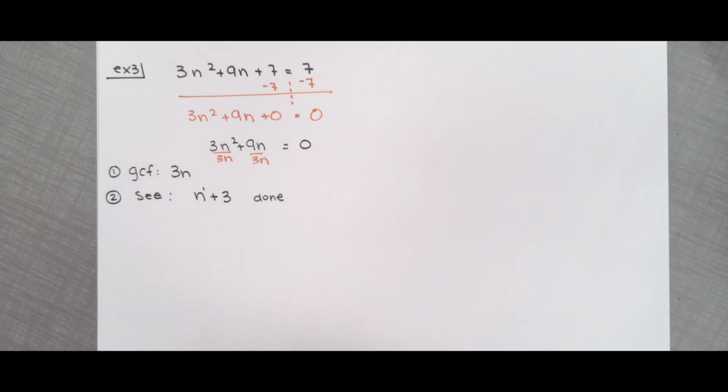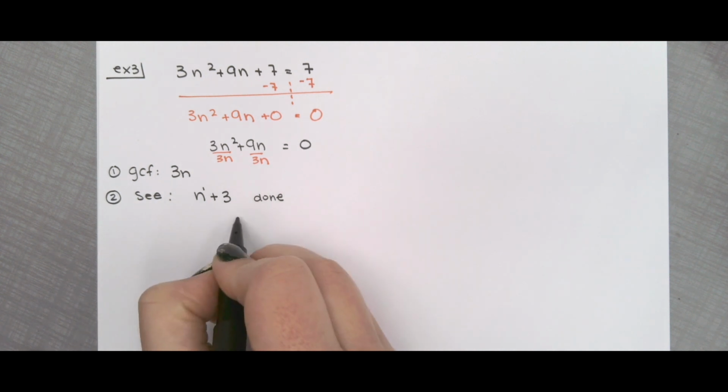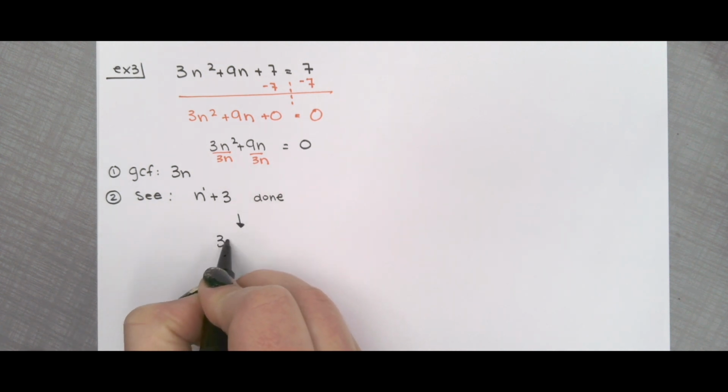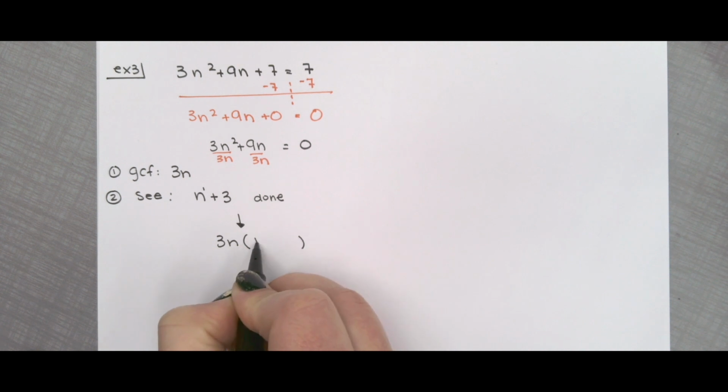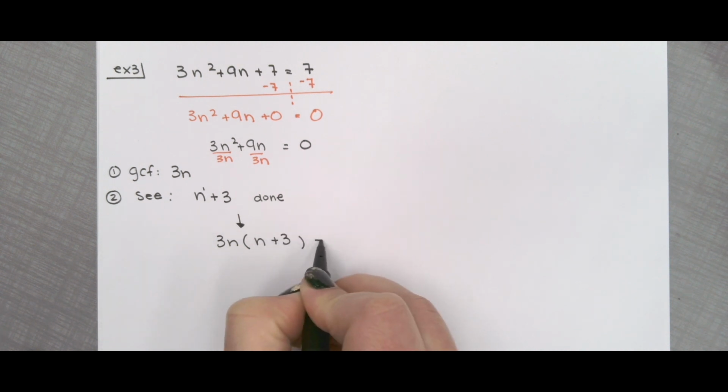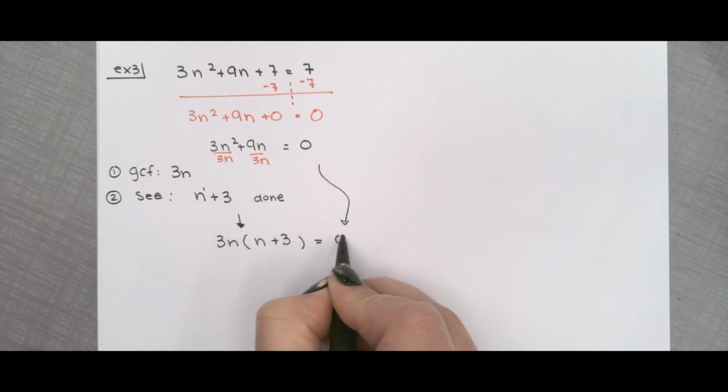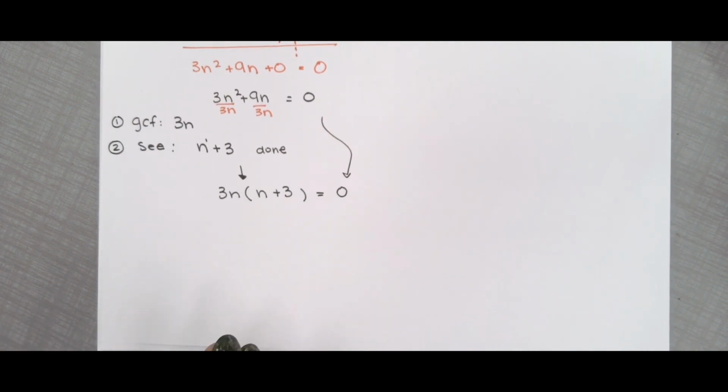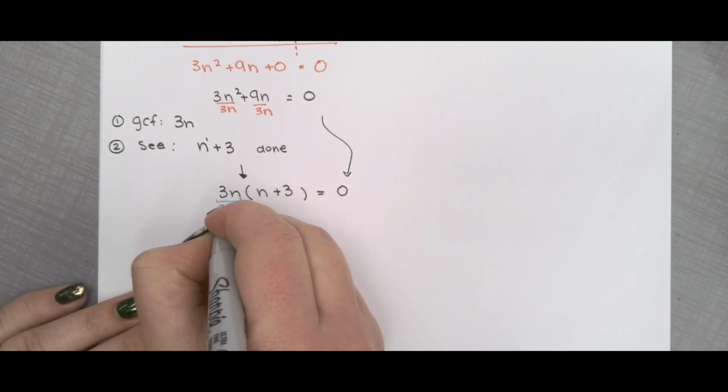So what do we write for our factors? For our factors, we're going to write 3n, our GCF, times n plus 3, which is our linear factor, and that's equal to 0. Again, I'm just going to write out what these are. This was our GCF.